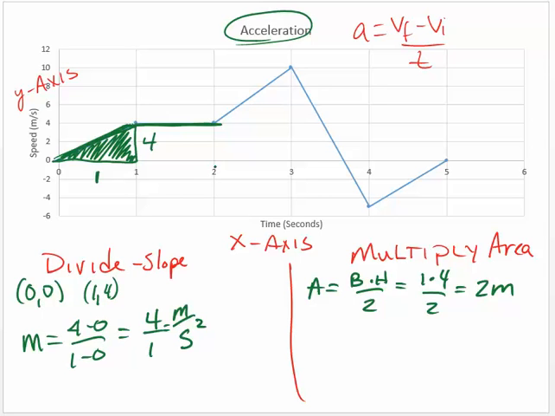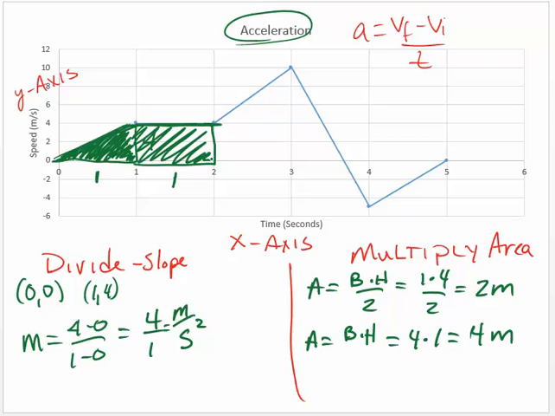How about between 1 and 2 seconds? Well, this one right here happens to be a square. My base is still 1. My height is 4. So the area is going to be base times height. 4 times 1 means they went 4 meters from 1 to 2 seconds. How far have they gone all together? Well, this one had an area of 2. This one had an area of 4. So the total distance they've covered here is 6 meters.